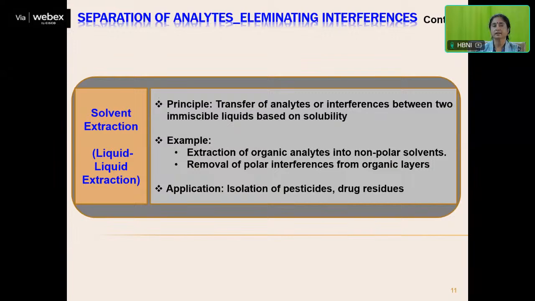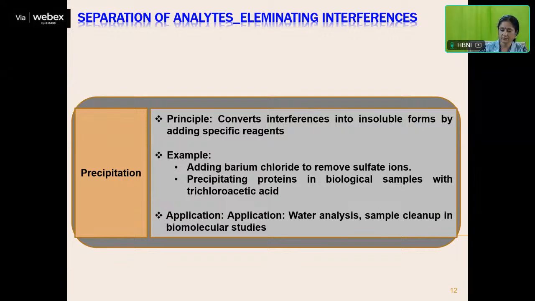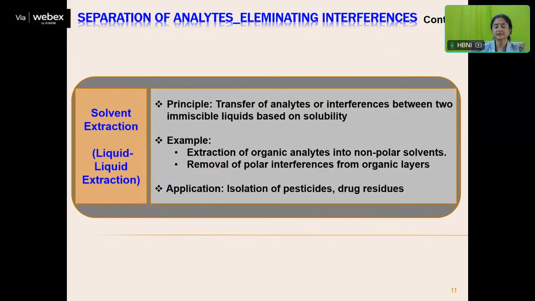Then solvent extraction, about this we'll take it a bit more elaborately, therefore a different color code is provided. What is the principle here? You all may know that solvent extraction is the transfer of analytes or interferences between two immiscible liquids based on the solubility of the analyte in these two layers. Examples are extraction of organic analytes into non-polar solvents, and removal of polar interferences from the organic layer. The application is isolation of pesticide and drug residues, etc.